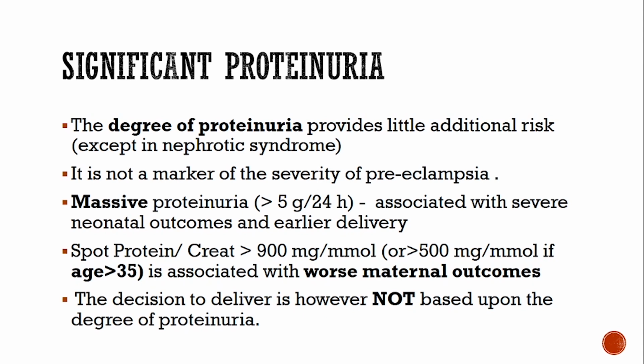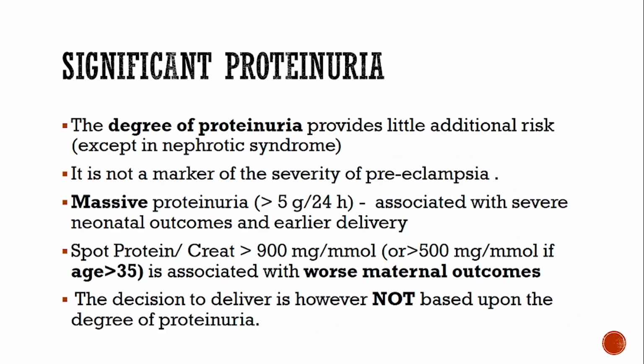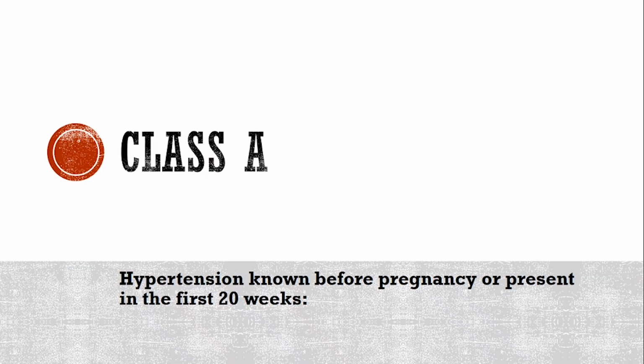Let me take that again. We say the degree of proteinuria provides little additional risk, except in the nephrotic range. Now, when proteinuria is massive, this has been shown to have severe neonatal outcome for those patients, and they tend to deliver earlier when compared to the other cohorts. The decision to deliver is, however, not based upon the degree of proteinuria. These are classic statements, and we should be able to know them during this lecture.